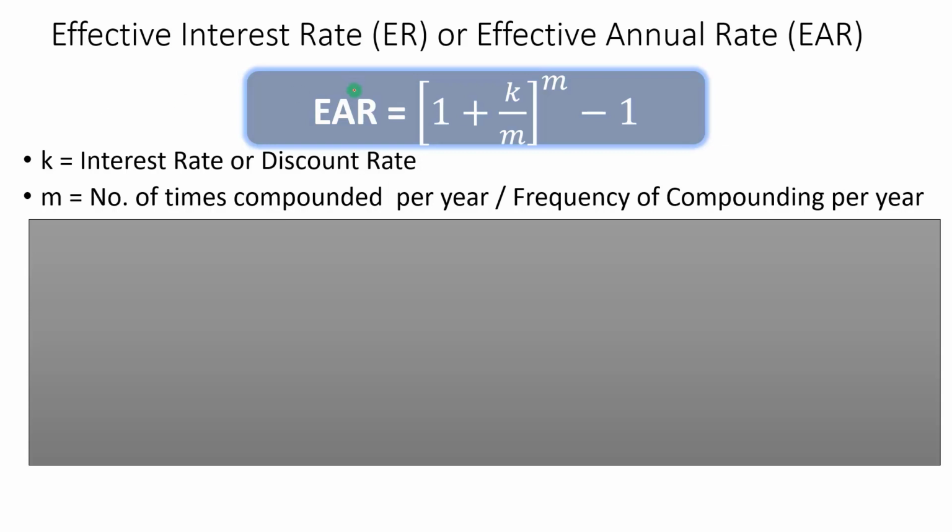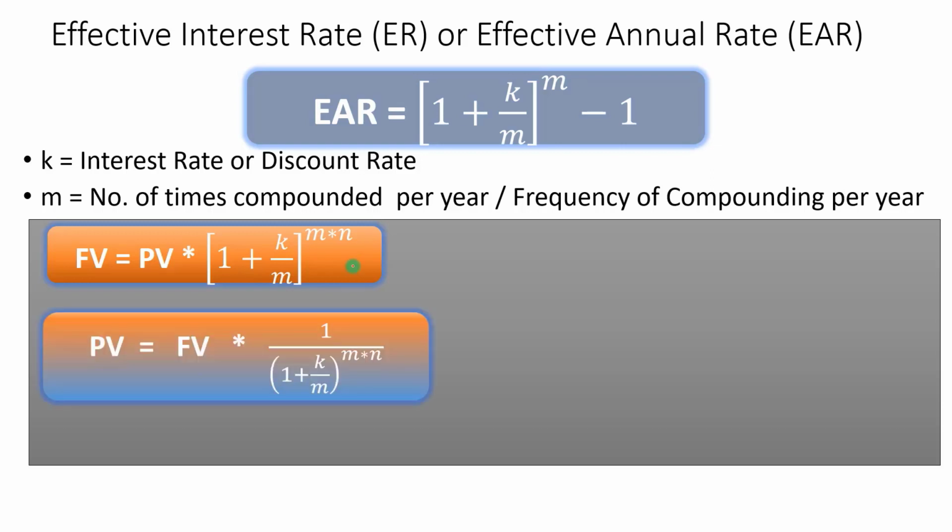Let us see how this formula is used in the case of estimation of future value and present value. In the case of higher frequency of compounding, we generally use the future value formula in this way. Future value is PV into (1 + k/m) whole to the power m into n. In the case of higher frequency of compounding, the present value is calculated using this formula. PV is equal to FV into 1 divided by (1 + k/m) whole to the power m into n.